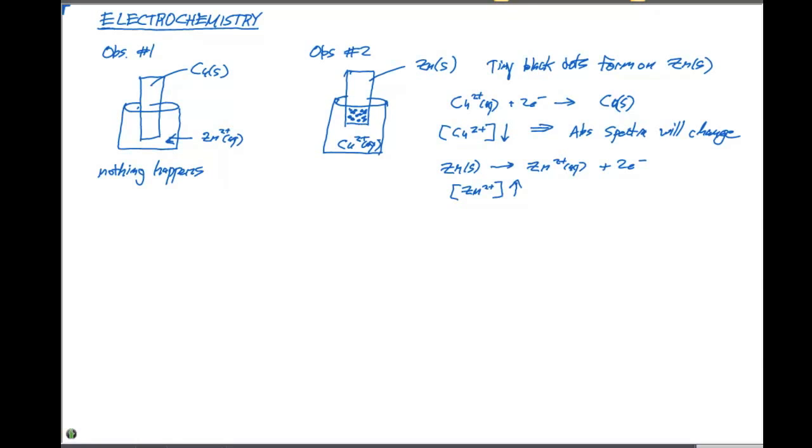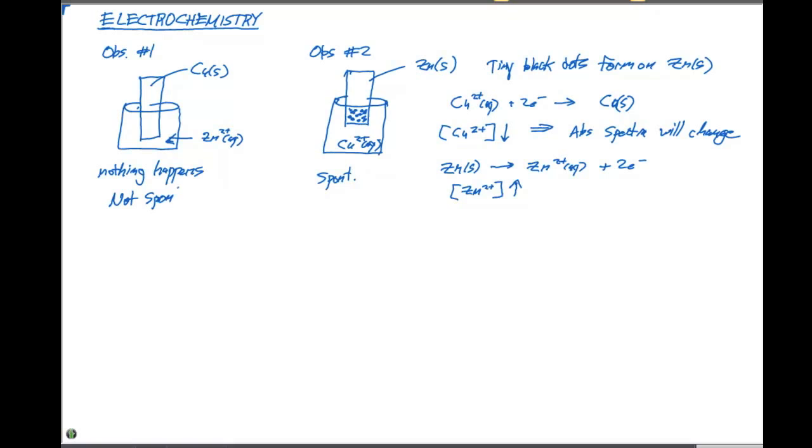One key thing to note here, once we've set the foundation for this thermodynamics unit and we talk about energy, that opens the door for us to talk about a spontaneous process in pretty much any way, shape, or form. So we can say that in observation number 2, we have a spontaneous reaction happening. Observation number 1 is not spontaneous.